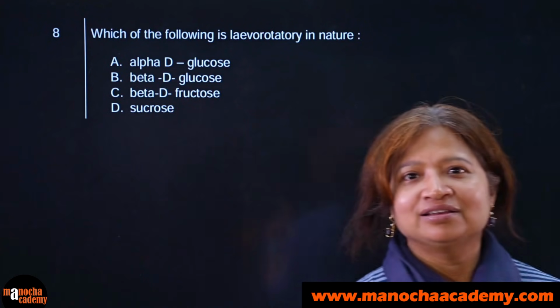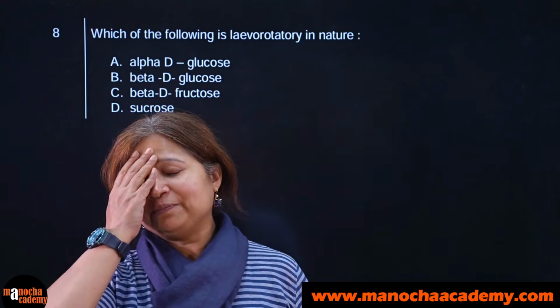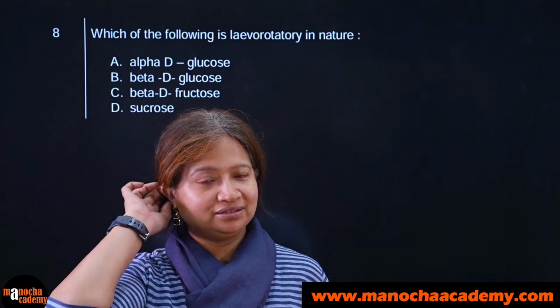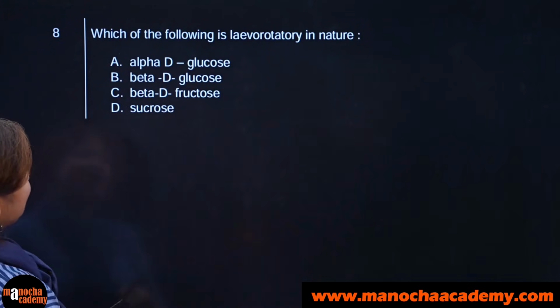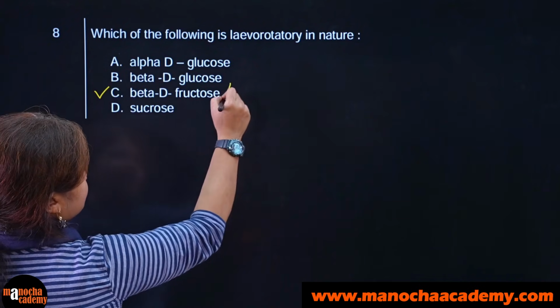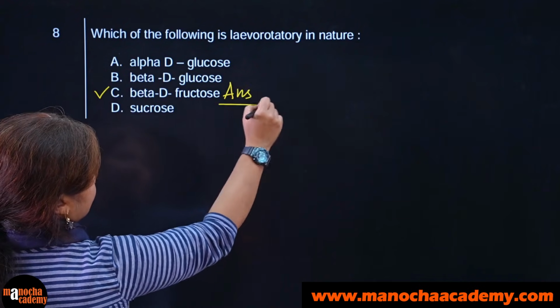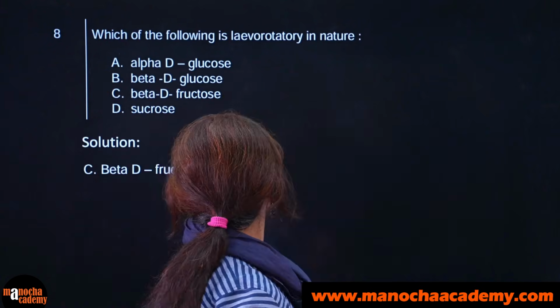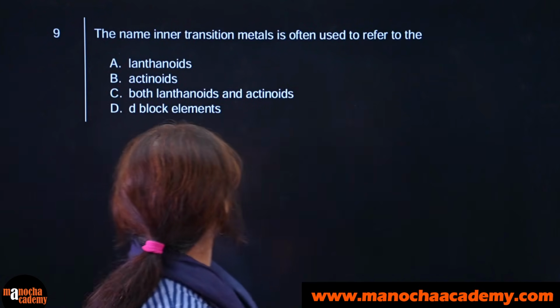Nobody? Remember, glucose is dextrorotatory, fructose is levorotatory. Okay? So we have here fructose. Whether it be alpha or beta, it's the same thing. It's levo. Okay? Next, this one to answer.